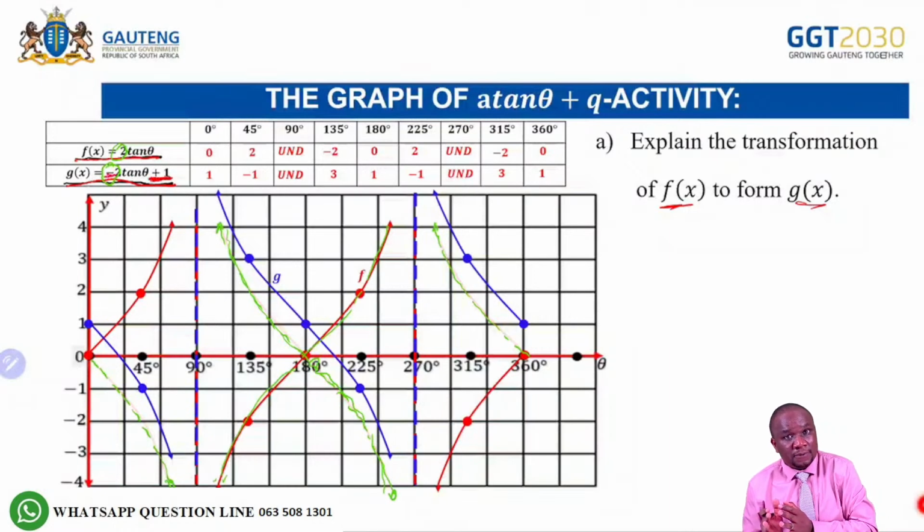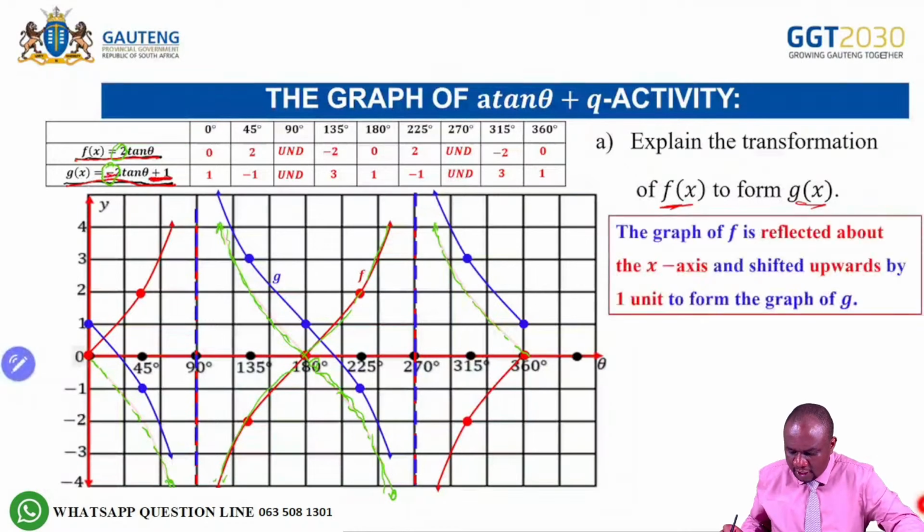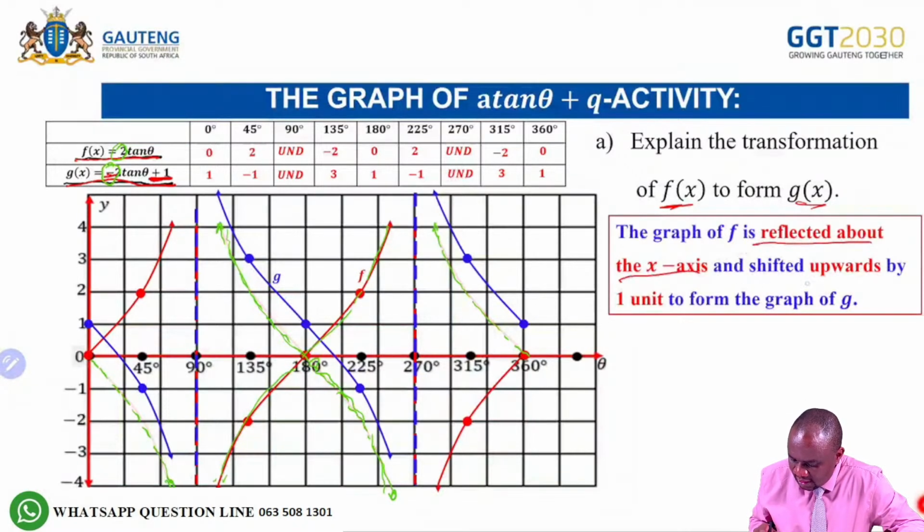Remember transformation. You did transformation in grade 9: the reflections, the translations. This is what is happening here. Reflection about the x-axis, then translation shifted upwards. So the graph of f is reflected about the x-axis and then shifted upwards by 1 unit to form the graph of g. Okay, right.